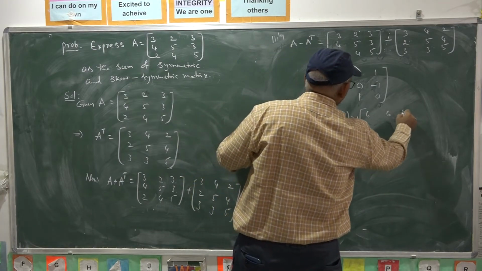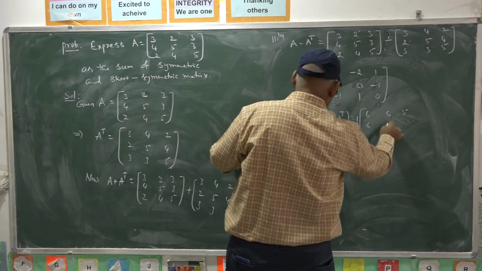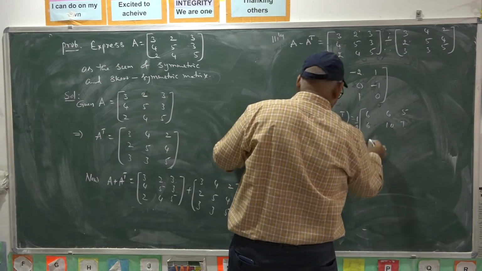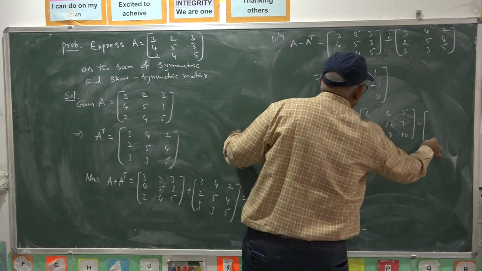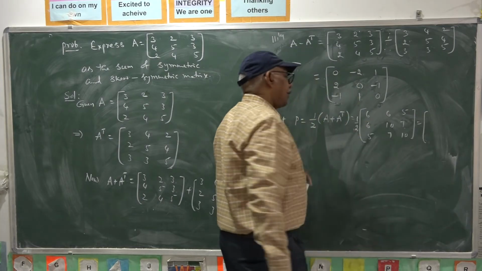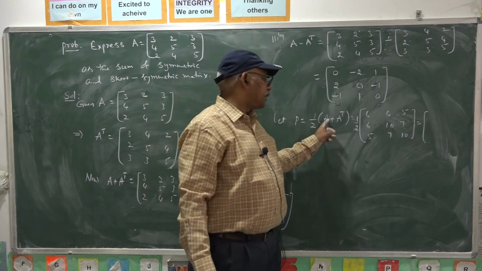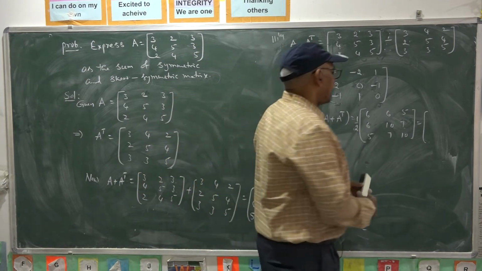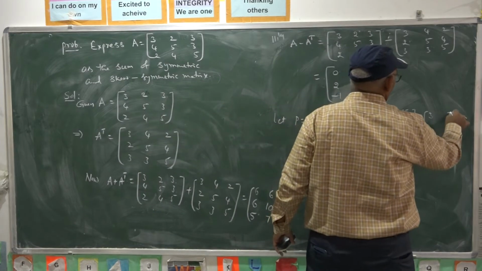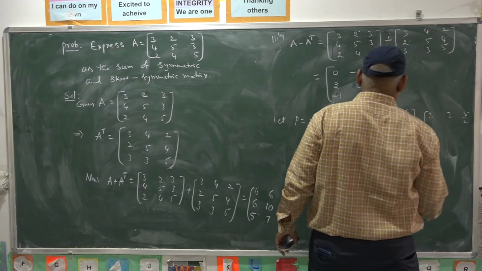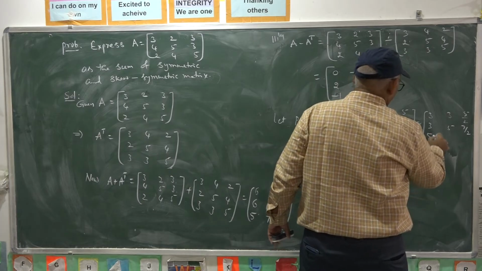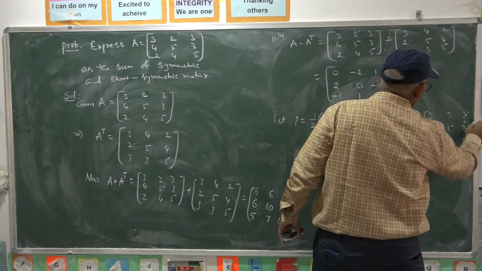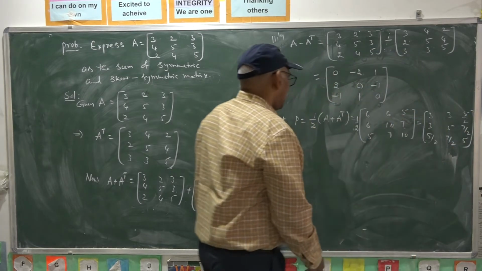6, 6, 5, 6, 10, 7, 5, 7, 10, which is, divide each and every element of A plus A transpose by 2. We get 3, 3, 5 by 2, and 3, 5, 7 by 2, 5 by 2, 7 by 2, 5.